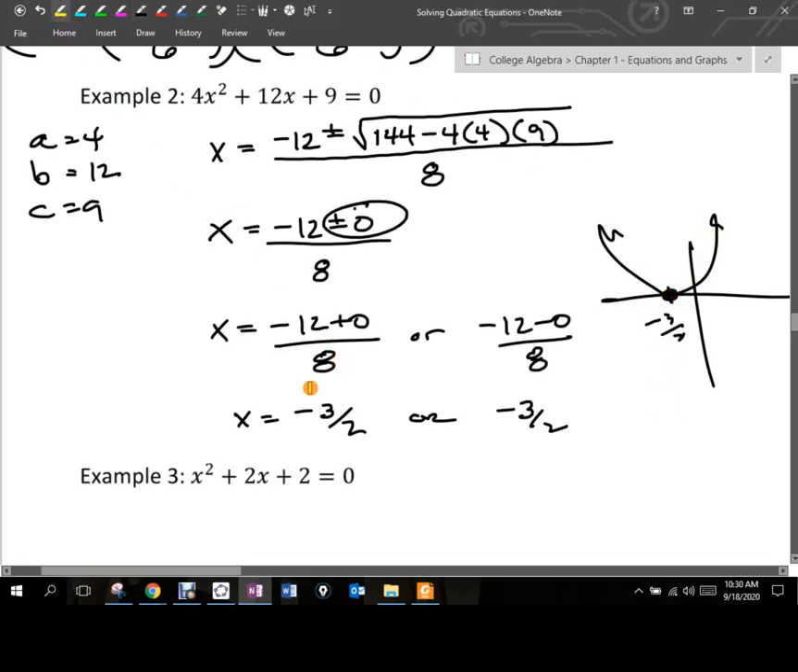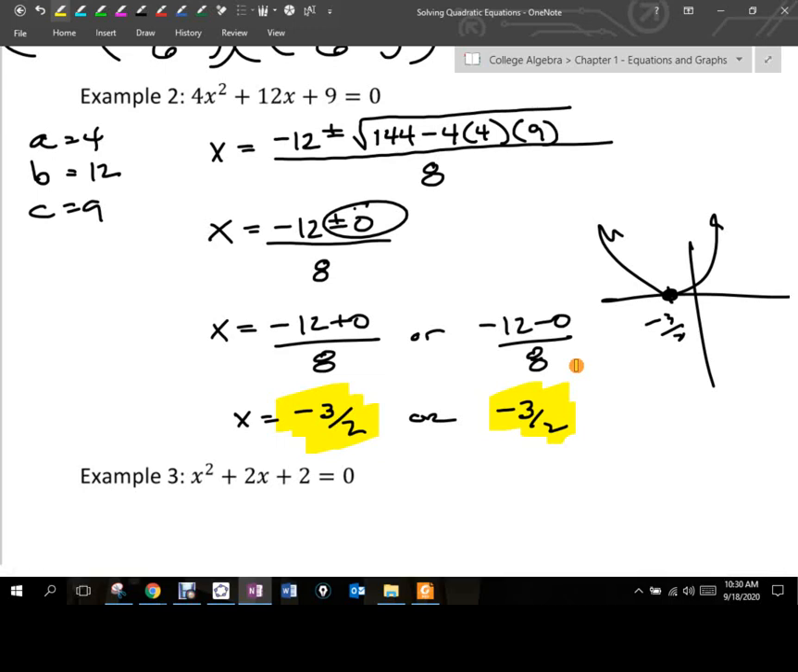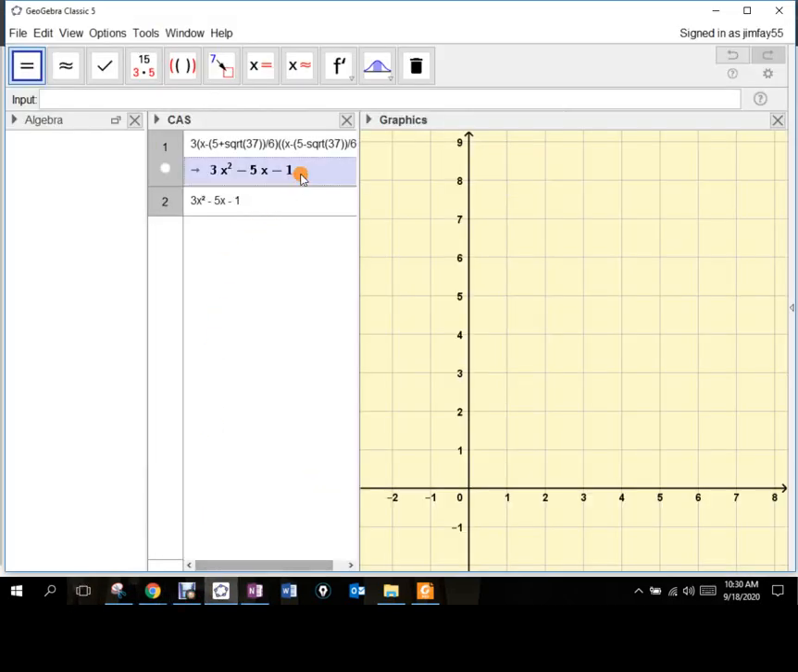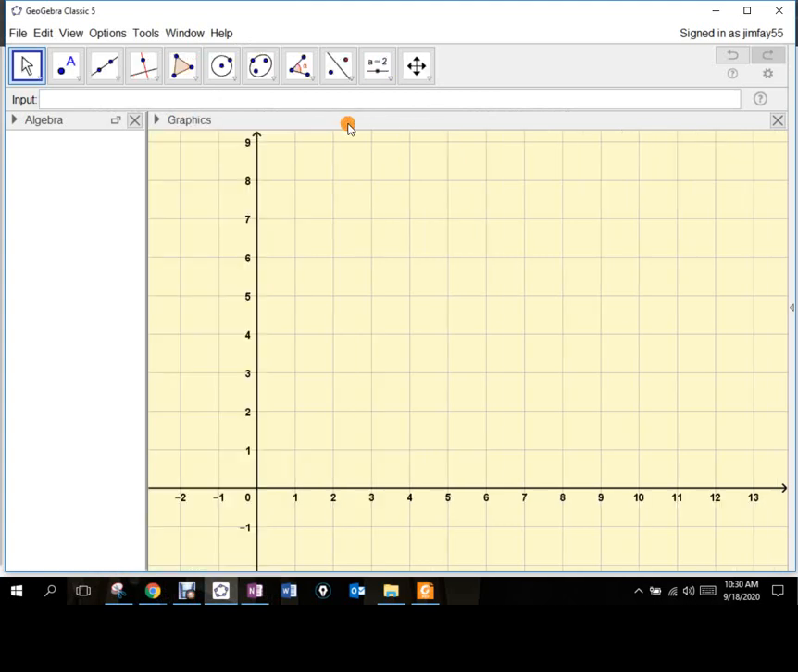The fact that I get a double root here, when I get a number as a solution to repeat itself, that is the algebraic identifier that we are going to be tangent. And if we graph this thing, what was it, 4x squared? Was it plus 4x? Plus 12x?